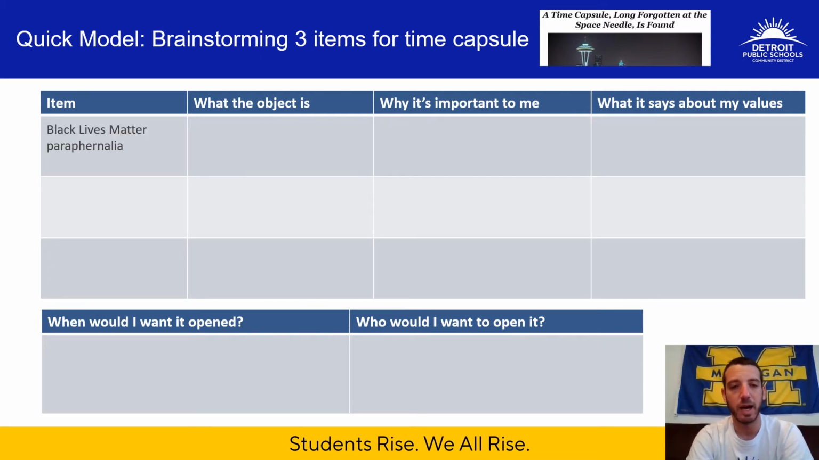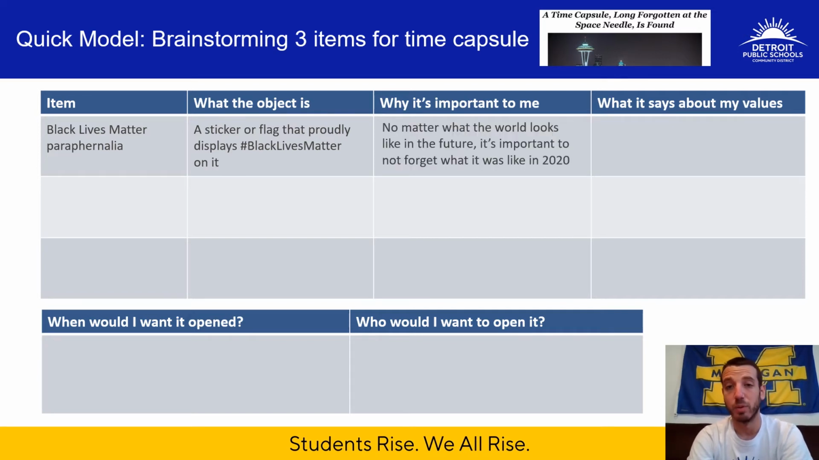So the first item I mentioned here is Black Lives Matter paraphernalia. And to me, this object is like a sticker or flag that proudly displays hashtag Black Lives Matter on it. It's important to me because no matter what the world looks like in the future, it's important to not forget what it was like in 2020.